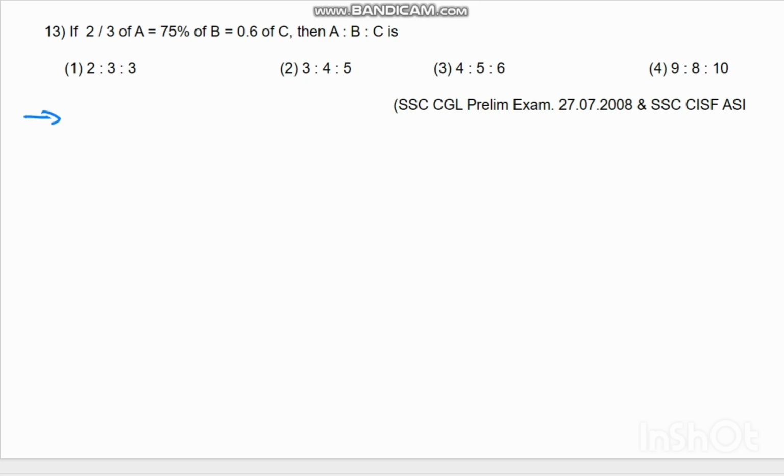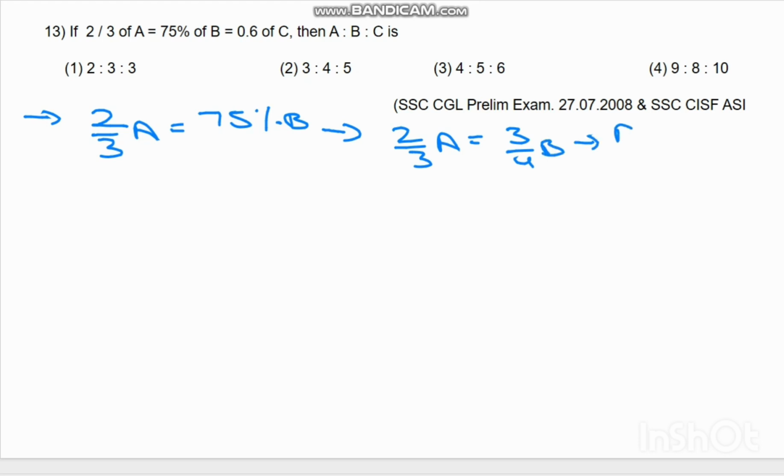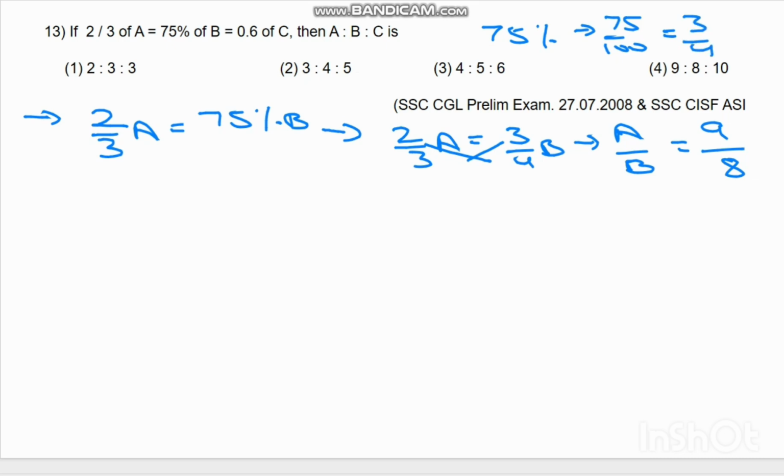Guys, given that here 2 by 3 A equal to 75 percentage of B. So 2 by 3 A equal to 3 by 4 B. A by B equal to 3 3 is a 9, 2 4 is a 8, 9 by 8. Here 75% can be written as 75 by 100 equal to 3 by 4.